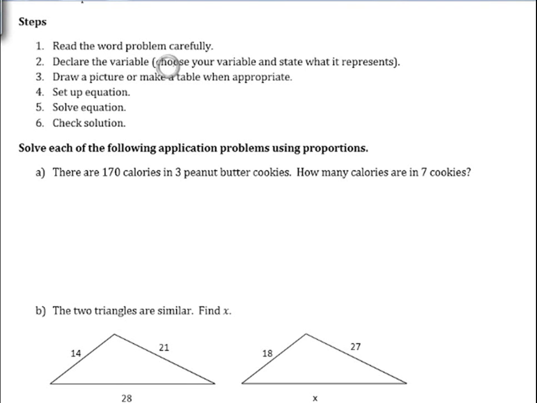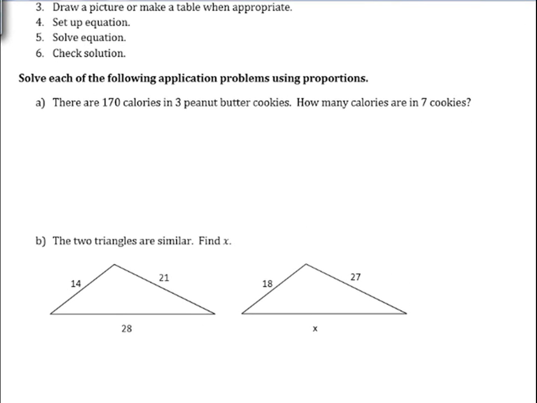Second thing you want to do is declare your variable. So you're going to choose what letter you want, and a lot of times we use x, so you want to write down x is equal to, and then state whatever x is. So number of pounds maybe. You want to make this statement always so that you know what your variable is. Draw a picture or make a table when it's appropriate. Set up your equation next, and then solve the equation, and then do a check on your word problem.